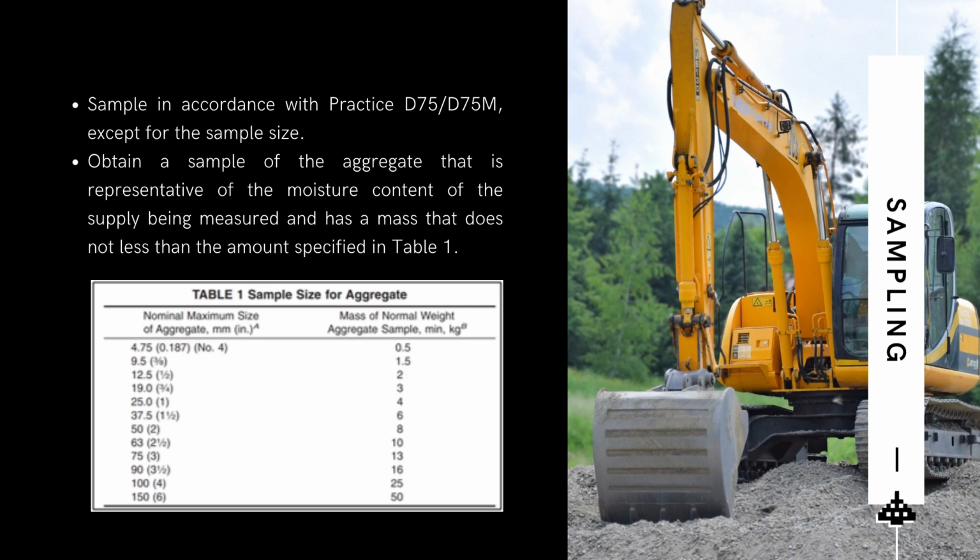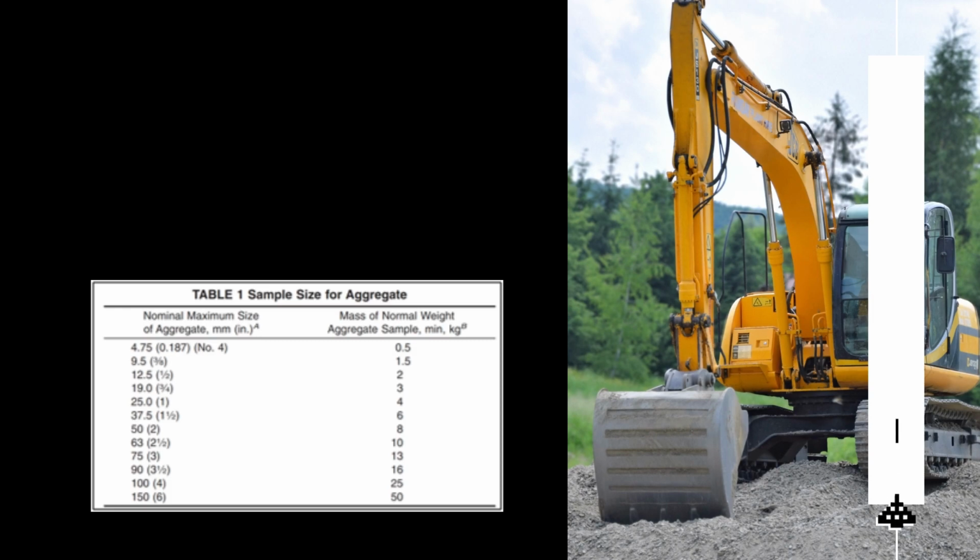Obtain a sample of the aggregate that is representative of the moisture content of supply being measured and has a mass that is not less than the amount specified in Table 1. So dito sa baba, nandito yung Table 1, which is yun yung sample size for aggregate. Dito tayo magbe-base nung designated na minimum mass para dun sa size na aggregate na kukunin natin.